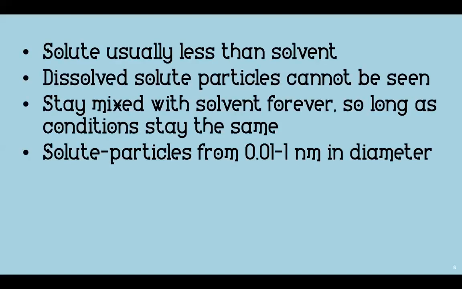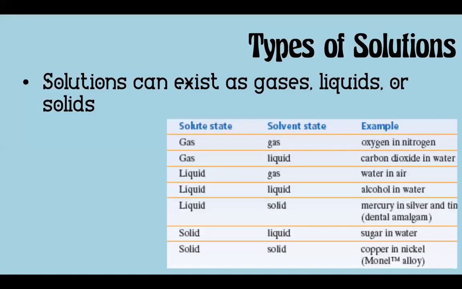The reason why we distinguish between the sizes is because a little bit later on, I'm going to talk about suspensions and colloids, and the difference between a solution, a colloid, and a suspension is particle size. So this is why I mentioned particle size now. Solute particles for a solution are between 0.01 and 1 nanometer in diameter.